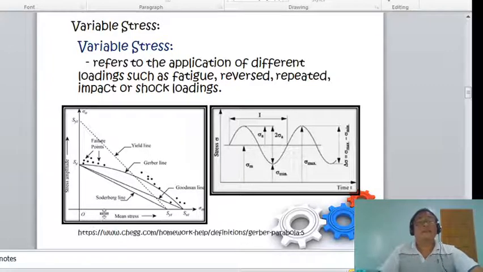At the right portion of the slide we have the stress versus time plot, where you will identify the maximum stress and the minimum stress.